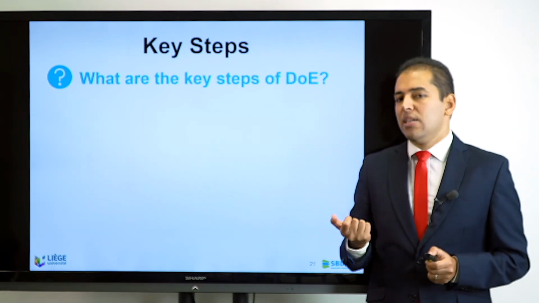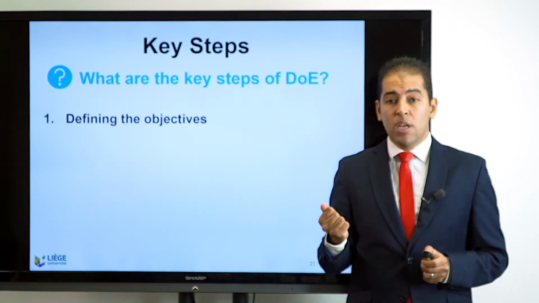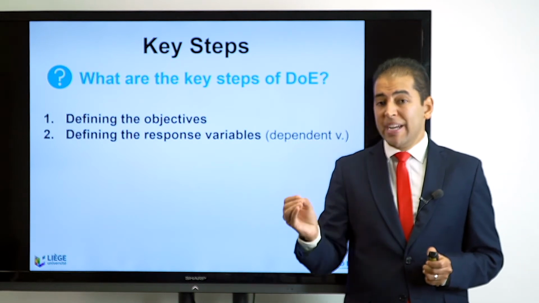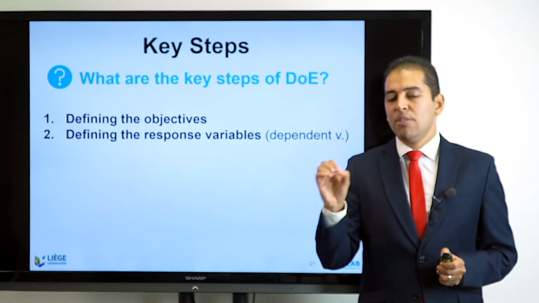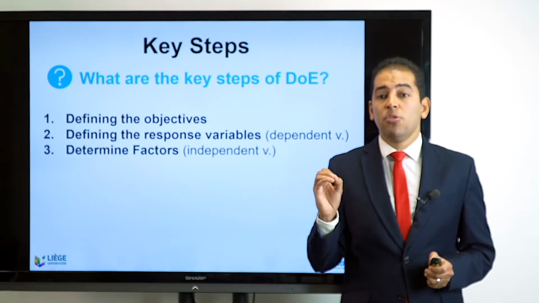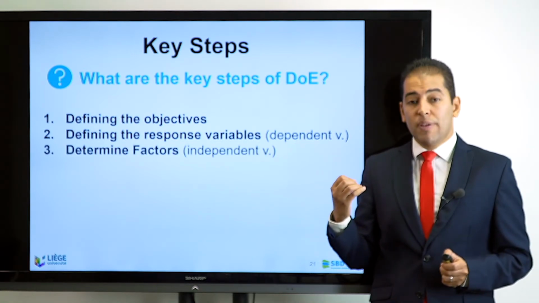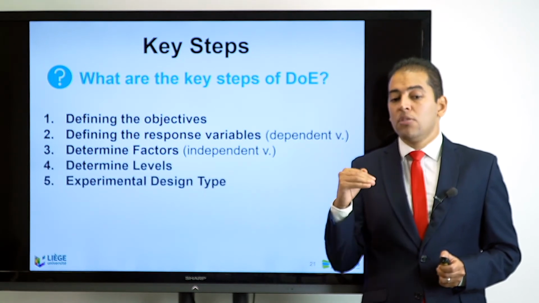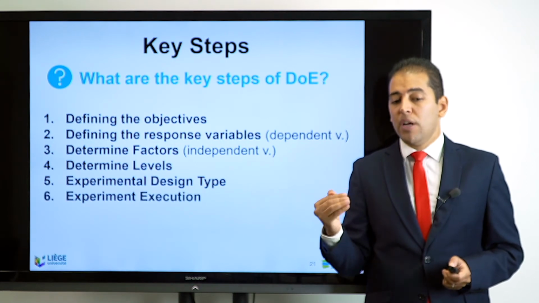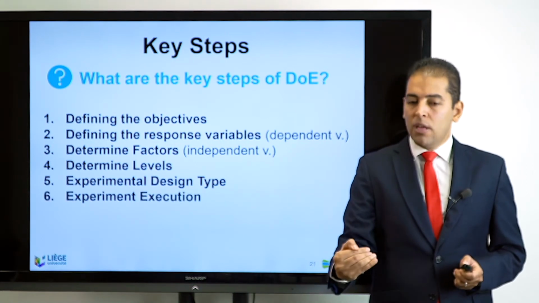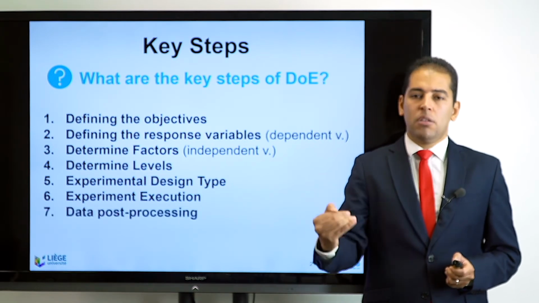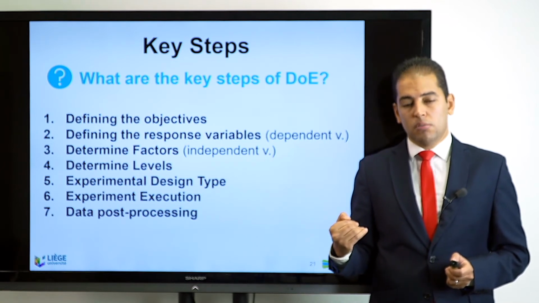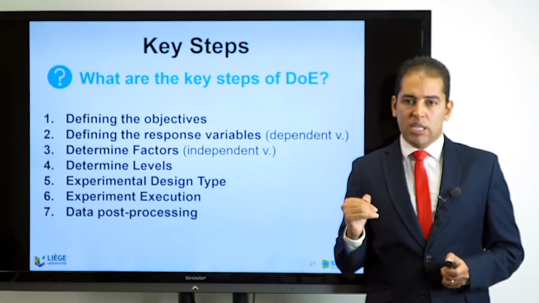So what are the key steps to perform my design of experiment? I have to define very clearly the objective of my experiment, and define the response variable or dependent variable that I am investigating in my work. I have to determine the factors or independent variables that I am investigating, determine my levels, define my experimental design type, and then start executing my experiment. You can then do your data post-processing and visualize your results. So those are the main steps of the design of experiment.